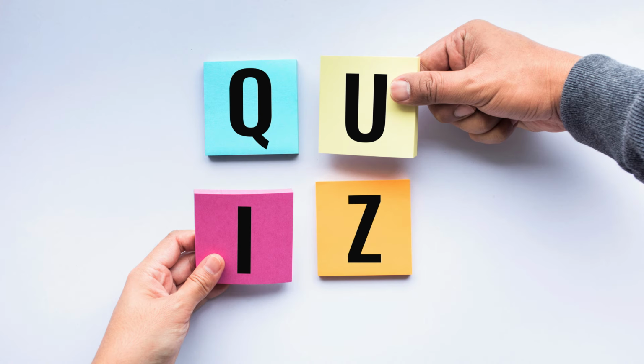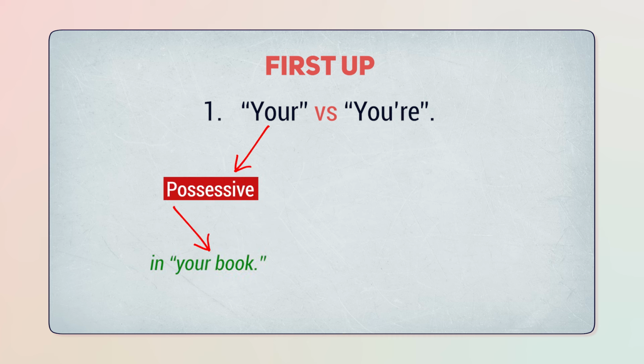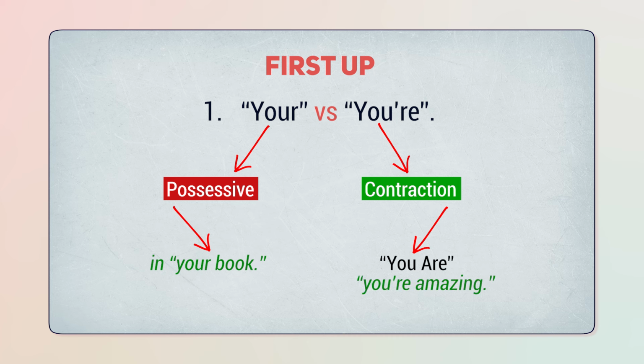So let's break down a few of the most common mistakes, and at the end of this part, there's a short quiz for you to check yourself. Okay, so first up, your versus you're. Now this mix-up happens all the time because your is possessive, like in your book, while you're is a contraction of you are, as in you're amazing. Mixing these up can change the meaning of your sentence entirely.